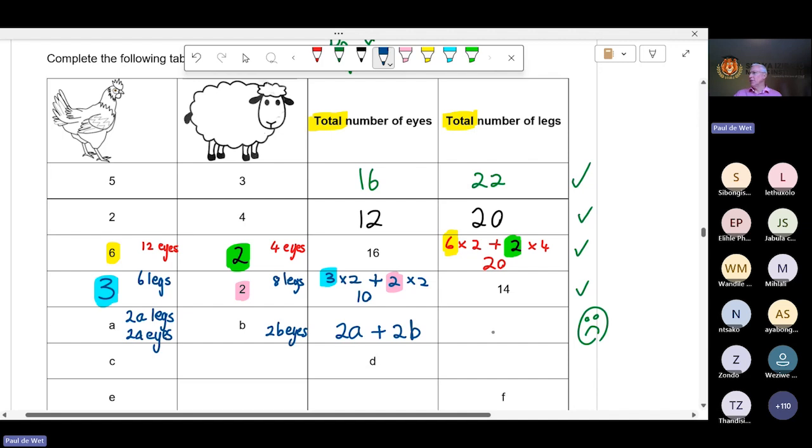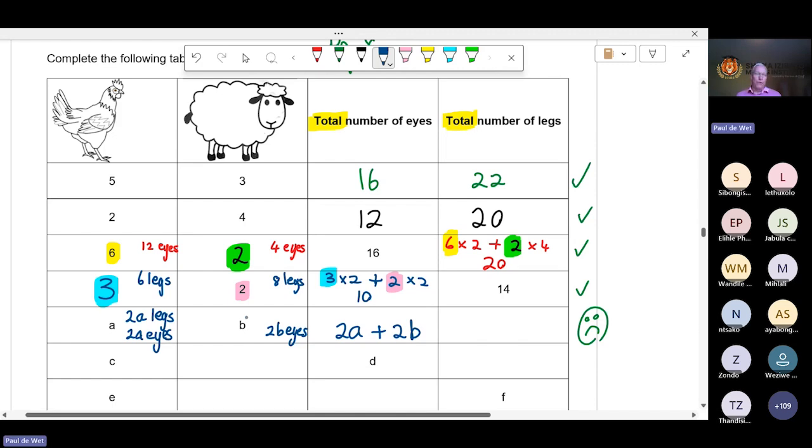Okay, and I'm going to see if anyone can tell me what the total number of legs is going to be if I've got this many hens and this many sheep. Well done, Melissa. Very nice. And Sika, you're close, but you've only given me the answer for the sheep's legs. I want the total number of legs.